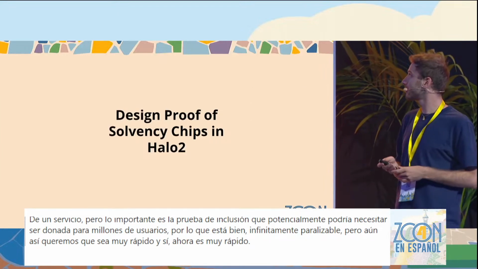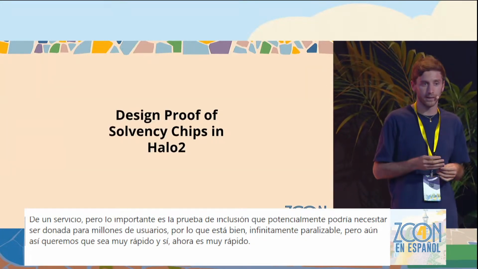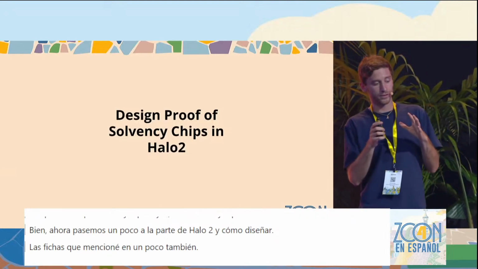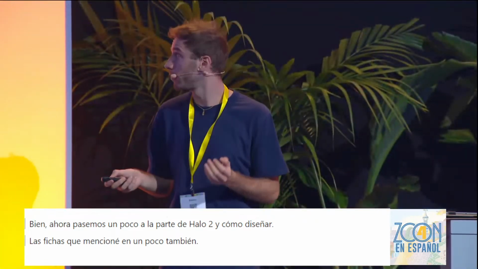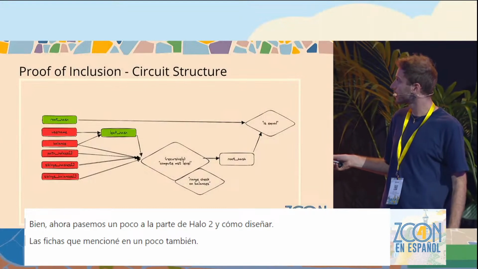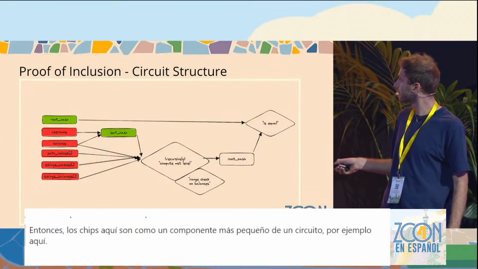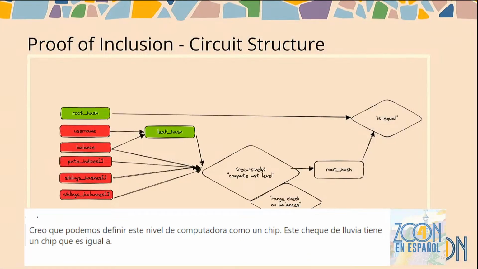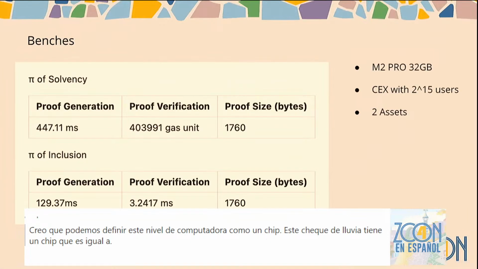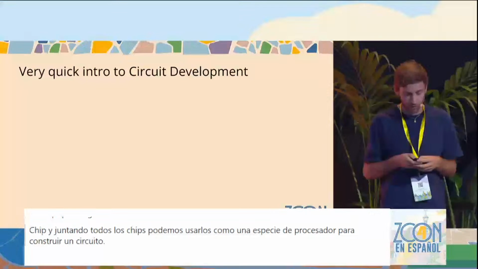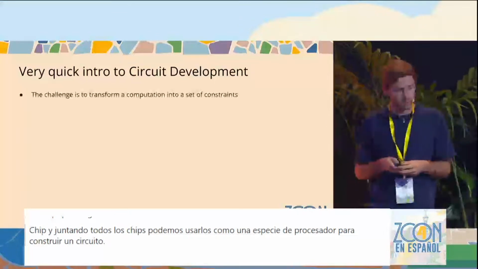Okay, so now let's move a bit into the Halo 2 part and how to design the chips that I mentioned in Halo 2. The chips here are a smaller component of a circuit. For example, we can define this compute Merkle sum tree level as a chip, this range check as a chip, is equal as a chip, and putting all the chips together, we use them as a sort of processor to build a circuit. I will start with some very quick and non-exhaustive development work.